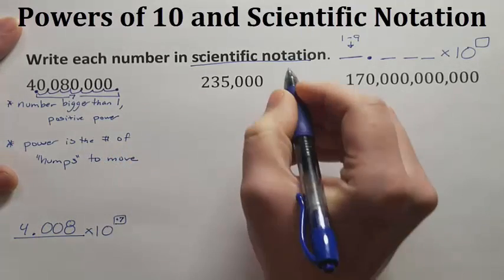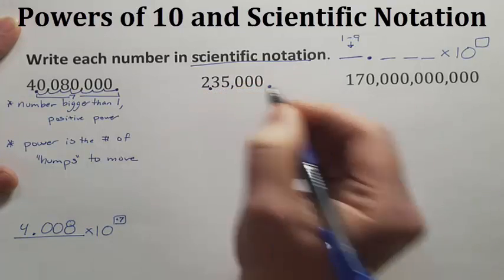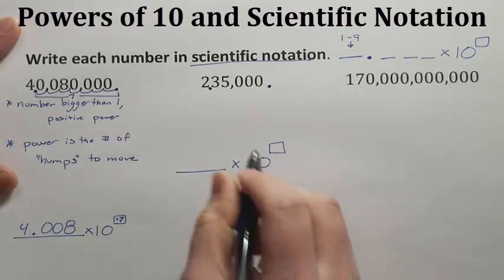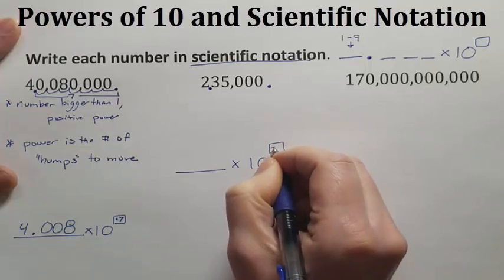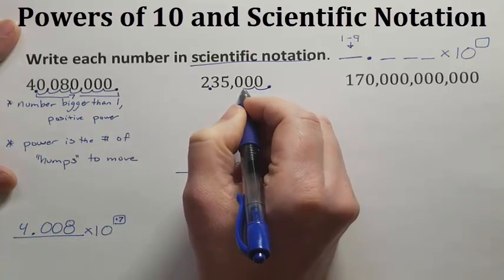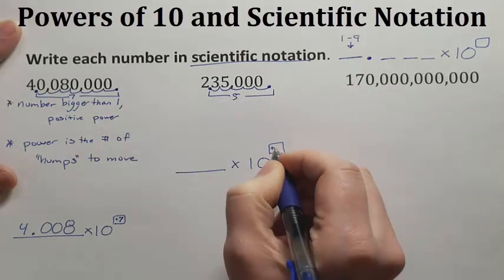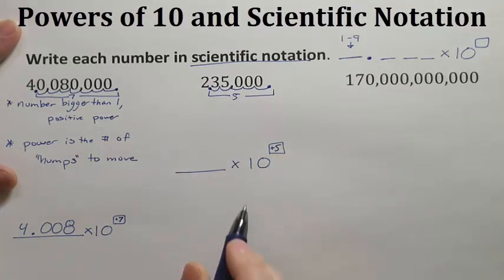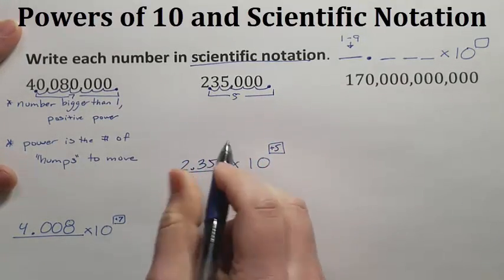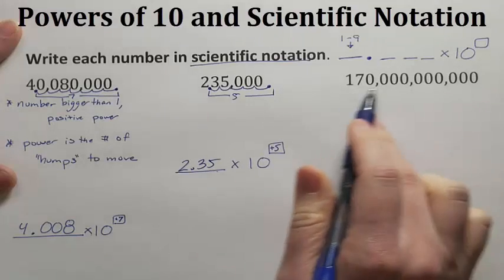So let's go ahead and do the second one. My decimal point is right here. I don't want it right there. I need it to go right here. So I need some number times 10 to a power. My original number is bigger than 1. That means my exponent is going to be positive. I need to move my decimal 1, 2, 3, 4, 5. I need to move my decimal 5 place values. So my exponent is a positive 5. What number goes in front? That's 2.35. So 2.35 is my number times 10 to the 5th power because I moved it 5 place values. Let's go ahead and look at the last one.